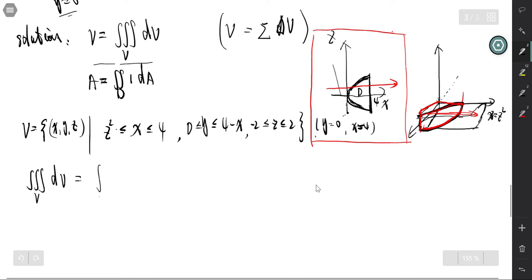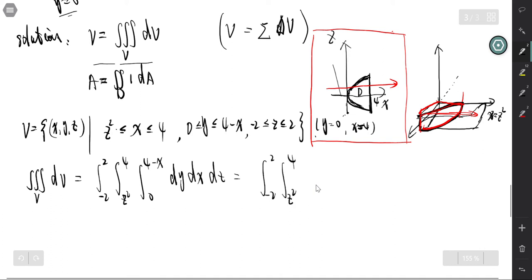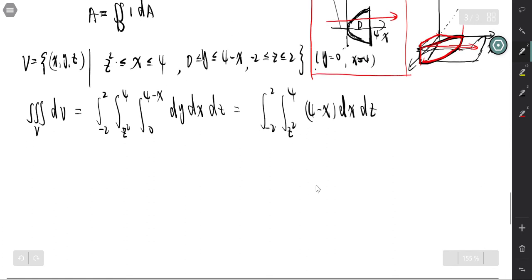The z is the last integral. The x is the second, that is z squared to 4. y is 0 to 4 minus x, then dy first, dx the second, and dz the last. Negative 2 to 2, and z squared to 4, dy, so that is 4 minus x, then dx, dz. Negative 2 to 2, 4x minus 1/2 x squared, from z squared to 4, then dz.